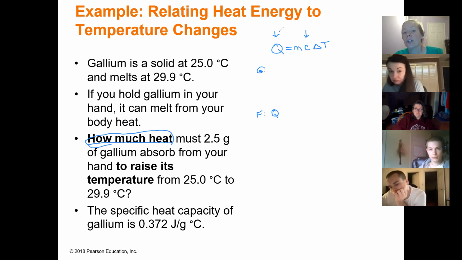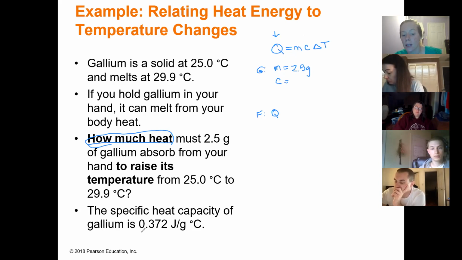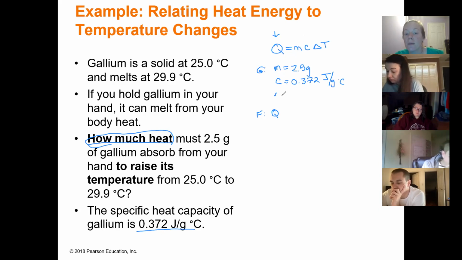If we're going to solve for Q, we better have information on all the rest. Do we know the mass? We do, 2.5 grams. Do we know the specific heat? We do. They give it to us at the very end here, like an appendix: 0.372 joules per gram degree Celsius. And do we have a change in temperature? Almost. We need to calculate it out, but we are going to end at 29.9.